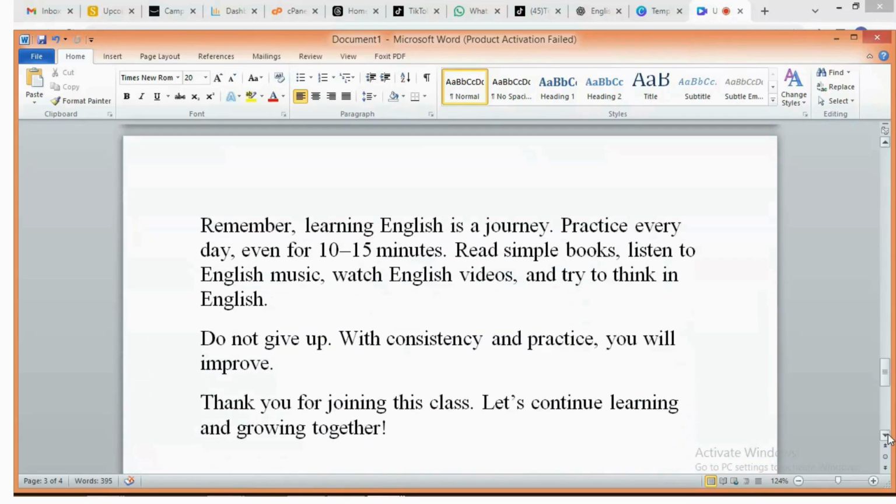Closing. Remember, learning English is a journey. Practice every day, even for 10 to 15 minutes. Read simple books, listen to English music, watch English videos, and try to think in English. Do not give up. With consistency and practice, you will improve.